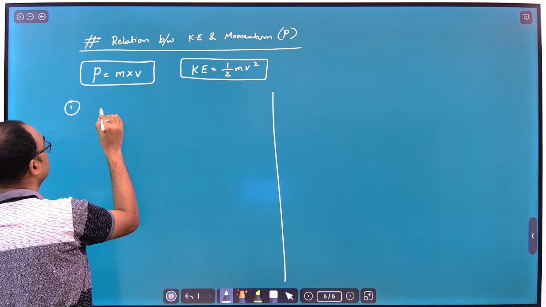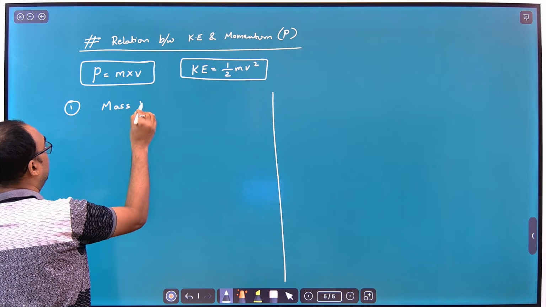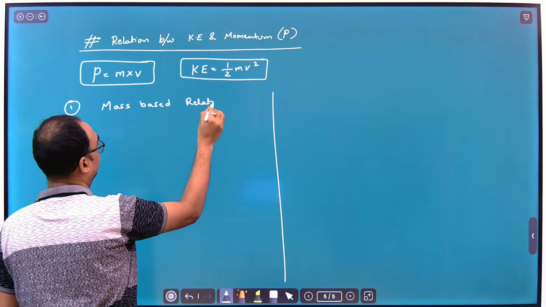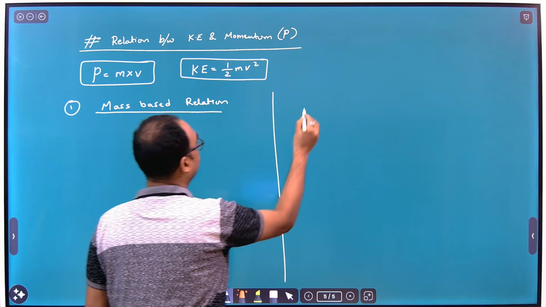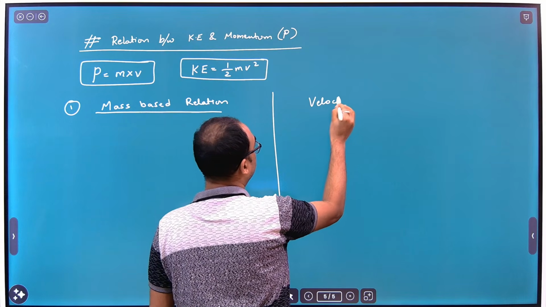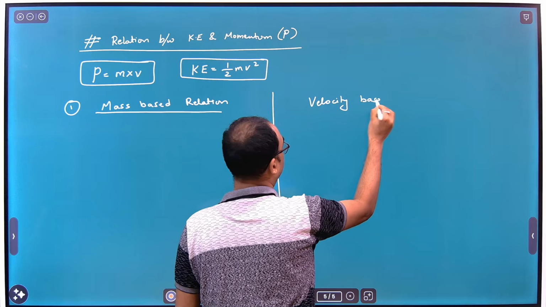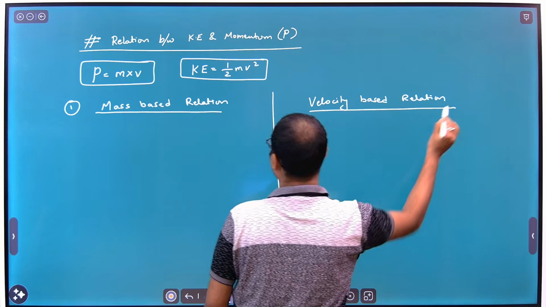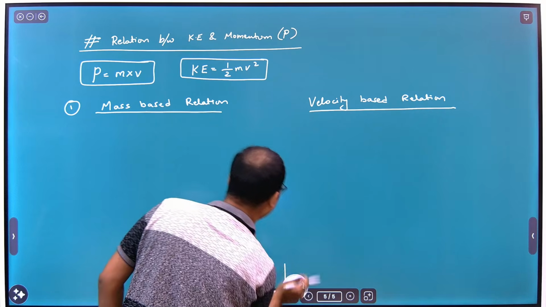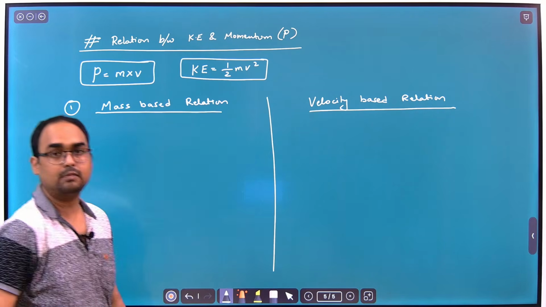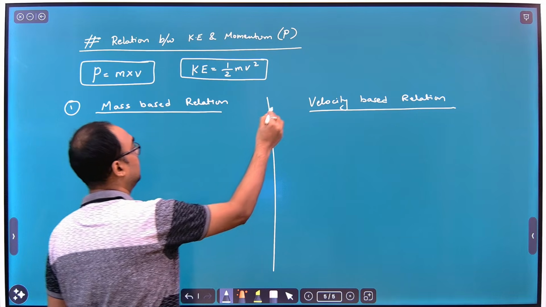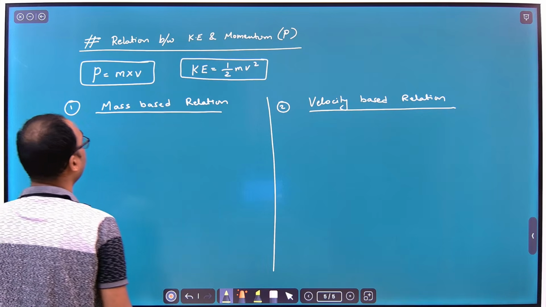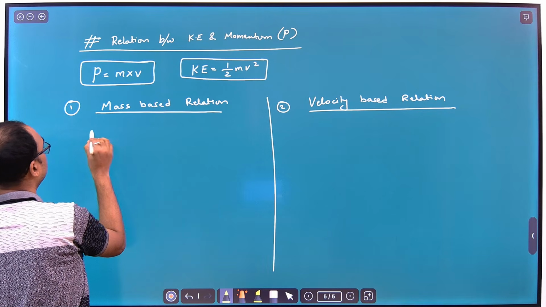The first one is the mass-based relation. And the second is the velocity-based relation. We have two relations between kinetic energy and momentum, mass-based and velocity-based. So let's start with the first one. So how is it done?